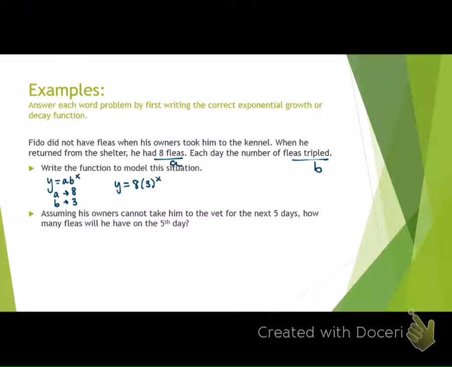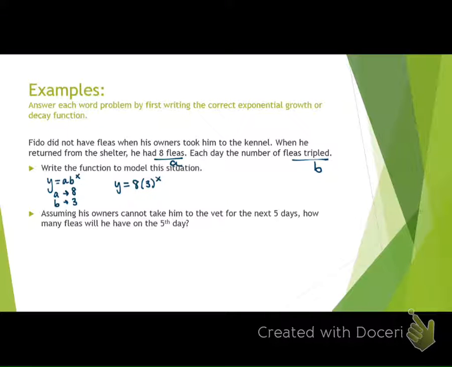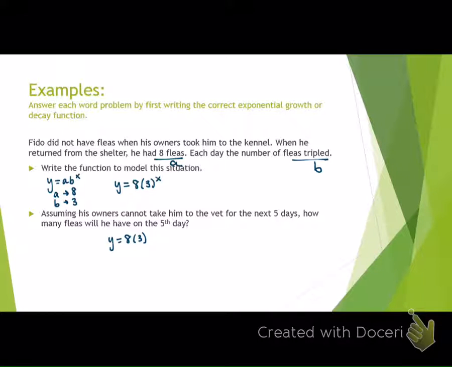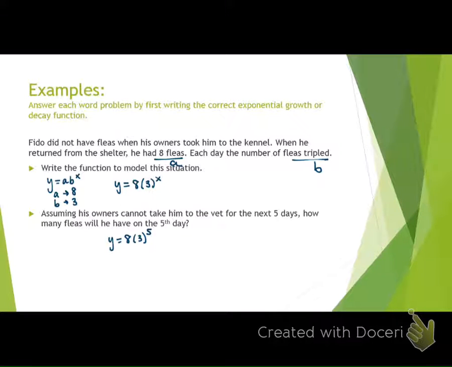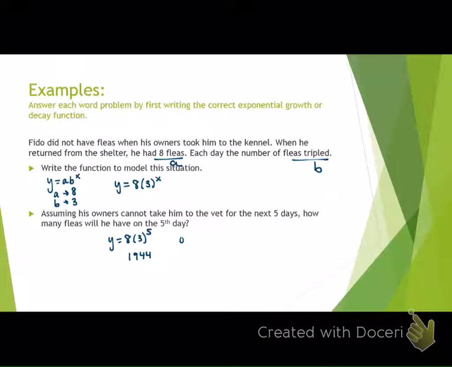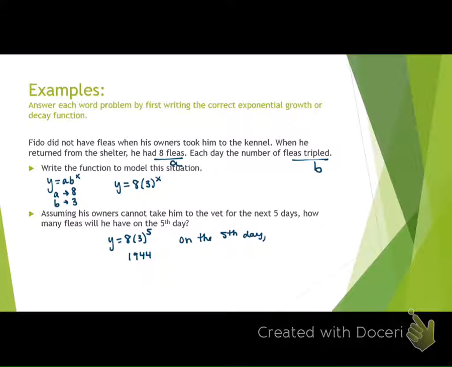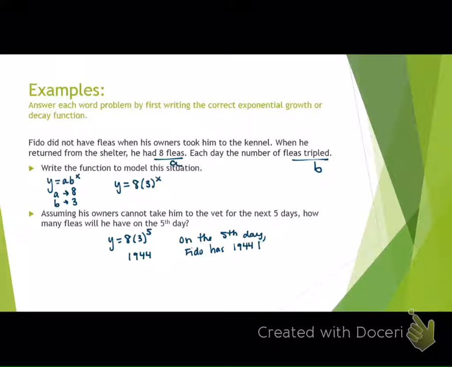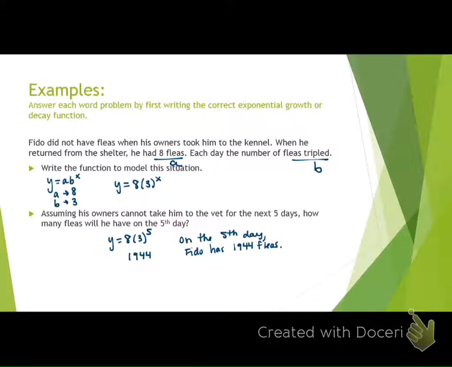Assuming his owner cannot take him to the vet for the next 5 days, how many fleas will he have on the 5th day? So what do we have to plug in for x? How many fleas does poor Fido have? A lot, probably. What is it? 1,944. So on the 5th day, poor Fido has 1,944 fleas. I don't know why this owner didn't give it a flea bath or some sort of something to help it out until they could get to the vet.